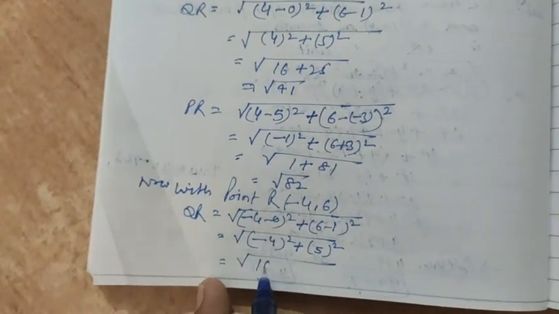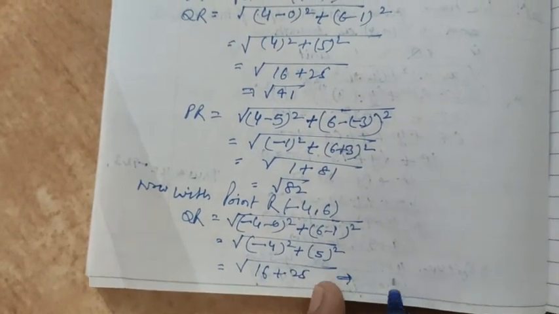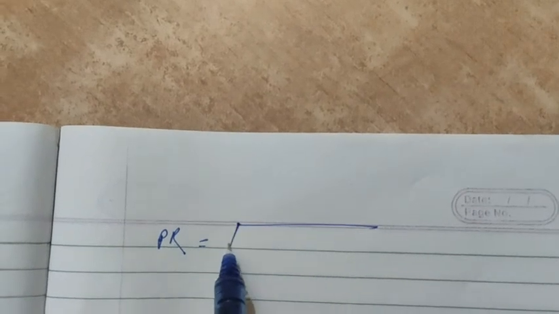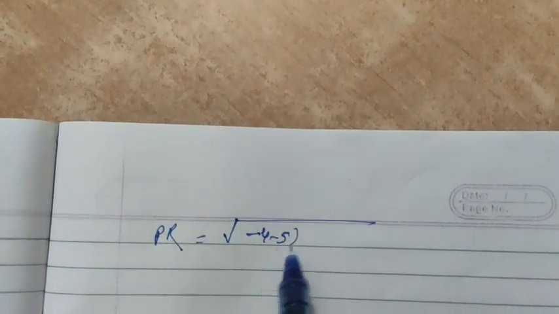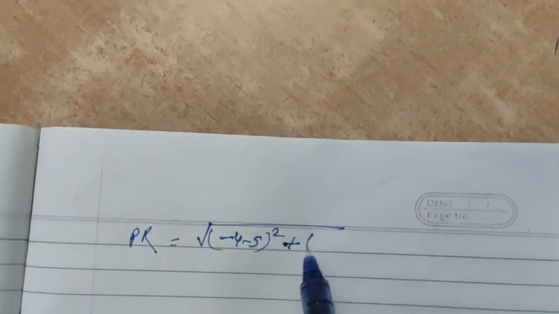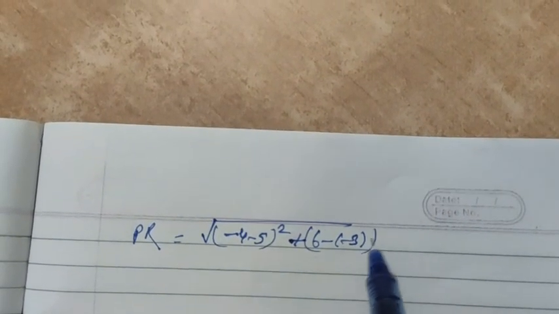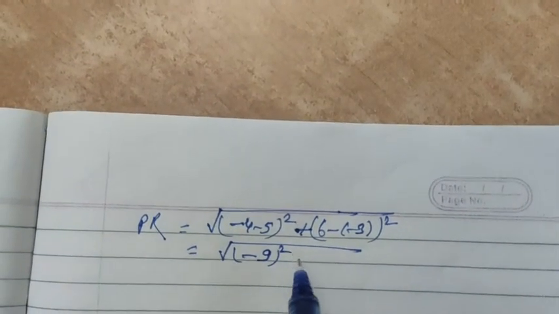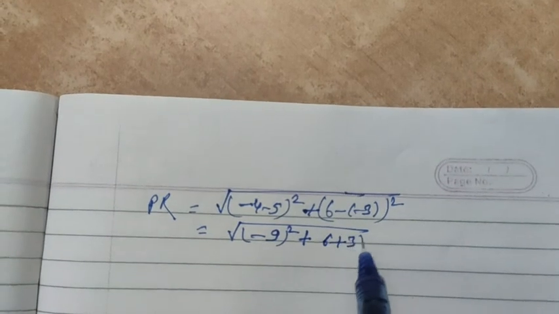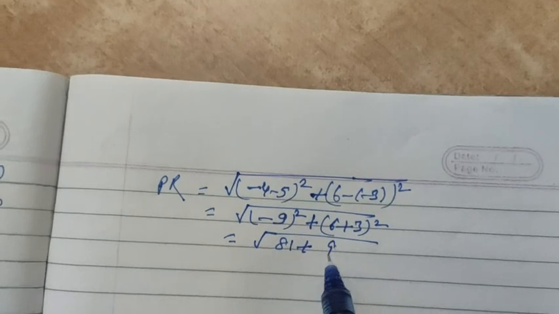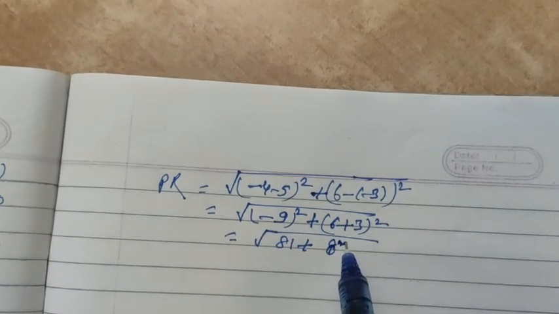Minus 4 square becomes 16 plus 25, which implies under root 41. The distance QR is the same, that is root 41. Now PR will be minus 4 minus 5 whole square plus 6 minus 3 whole square. So this will be minus 9 square plus 6 plus 3, that is 9, whole square. This will also be 81.